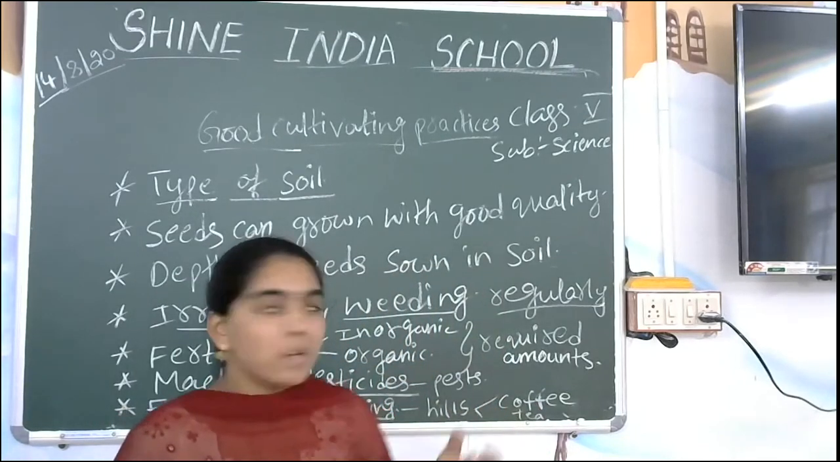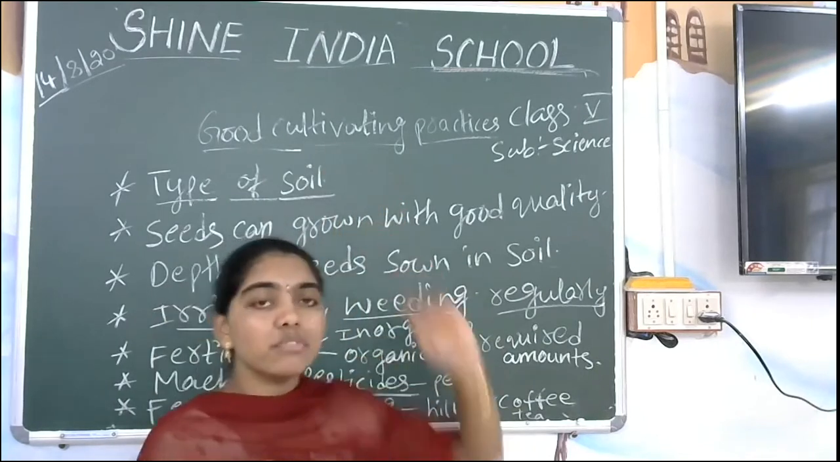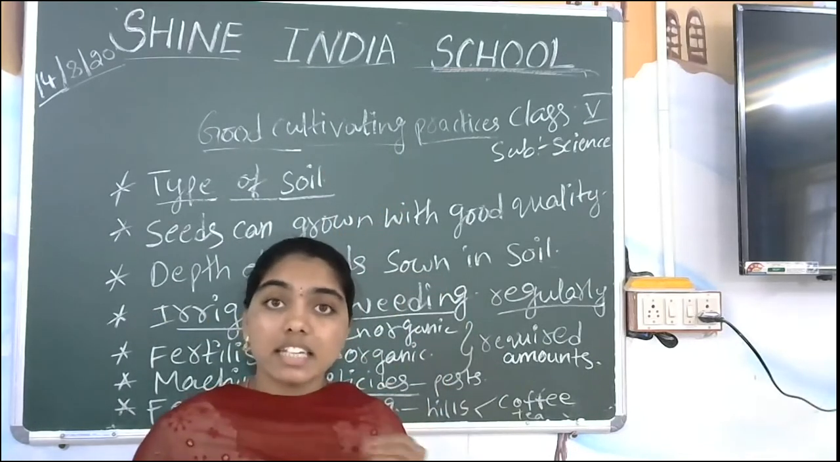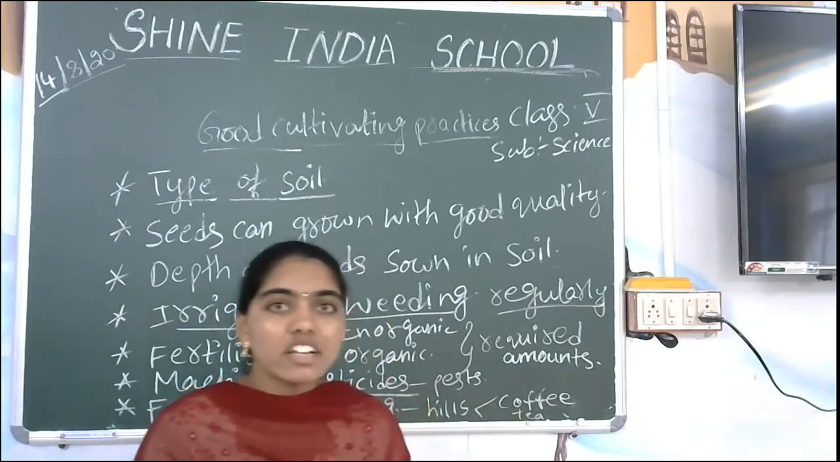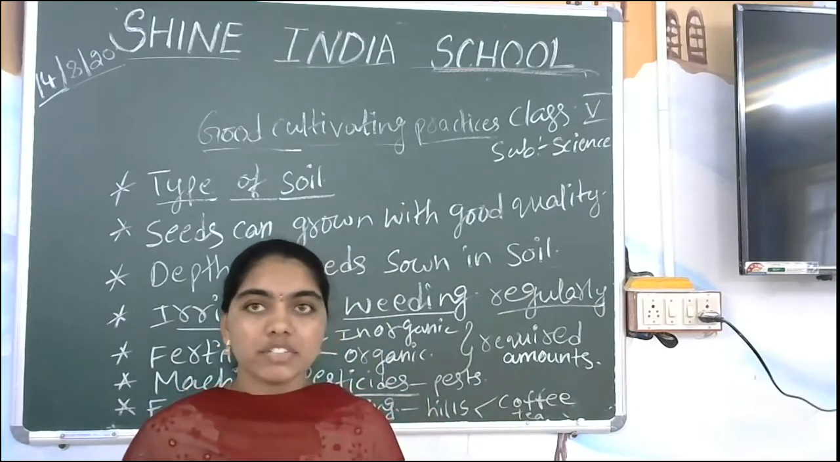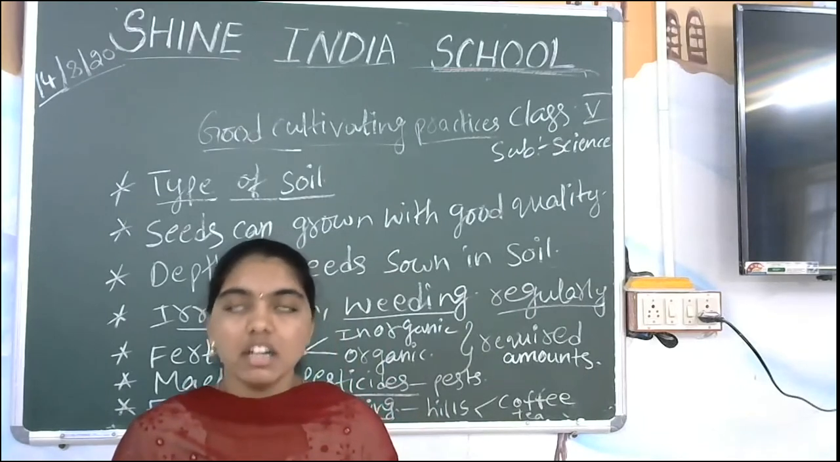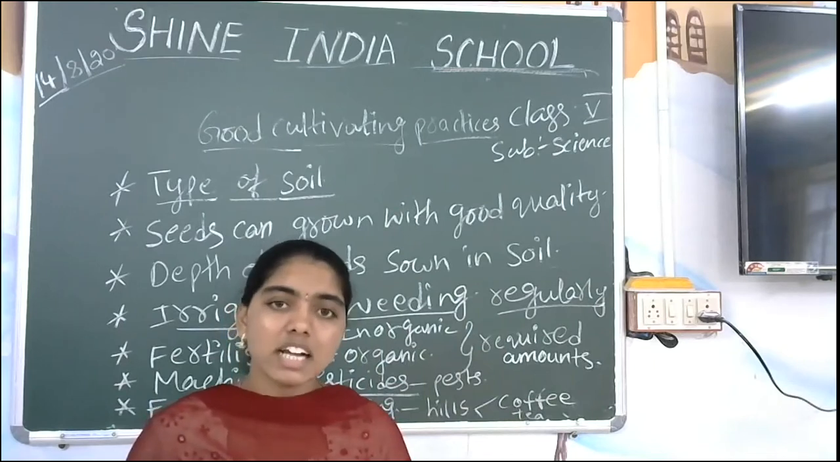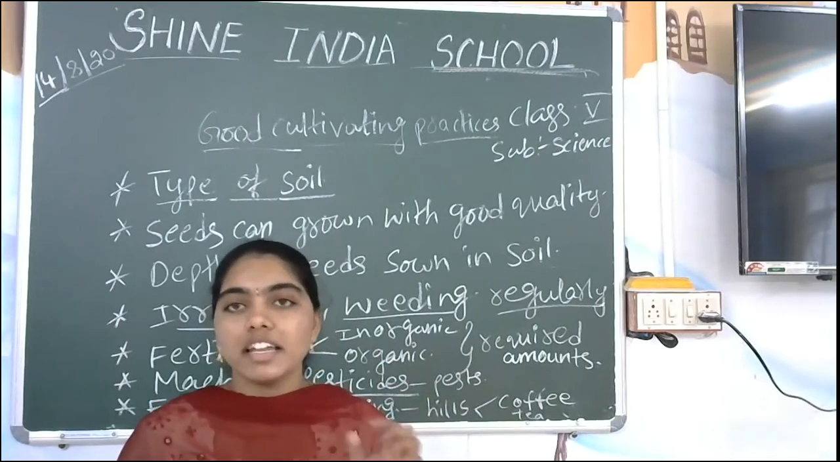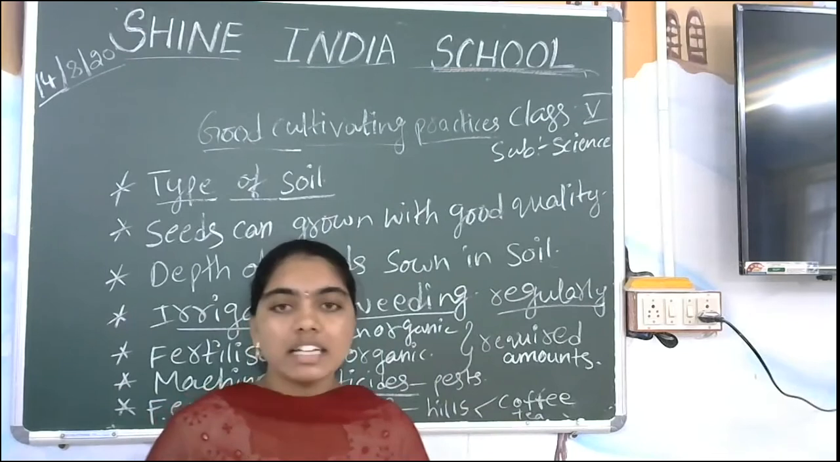And next one, we have one special thing, the Green Revolution. Green Revolution means to improve the plant productivity, to improve the harvesting nature, to improve the productivity of the plants. To improve the cultivation, a revolution came. That is called the Green Revolution.